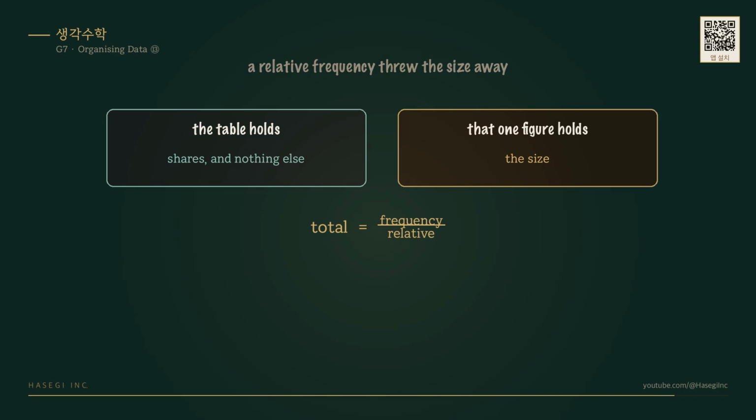Next time, why two groups of different sizes have to be compared by relative frequency? See you in the next one.